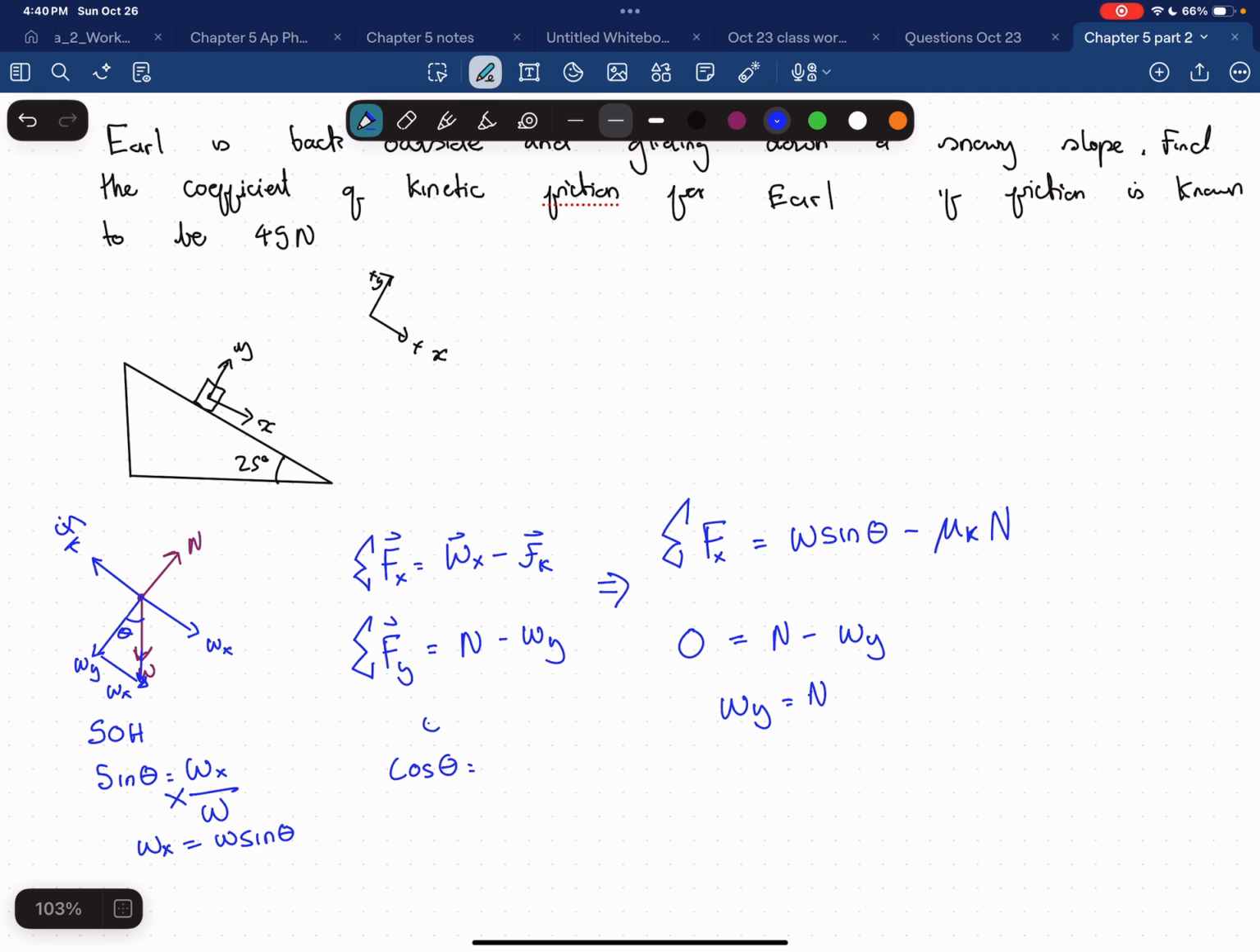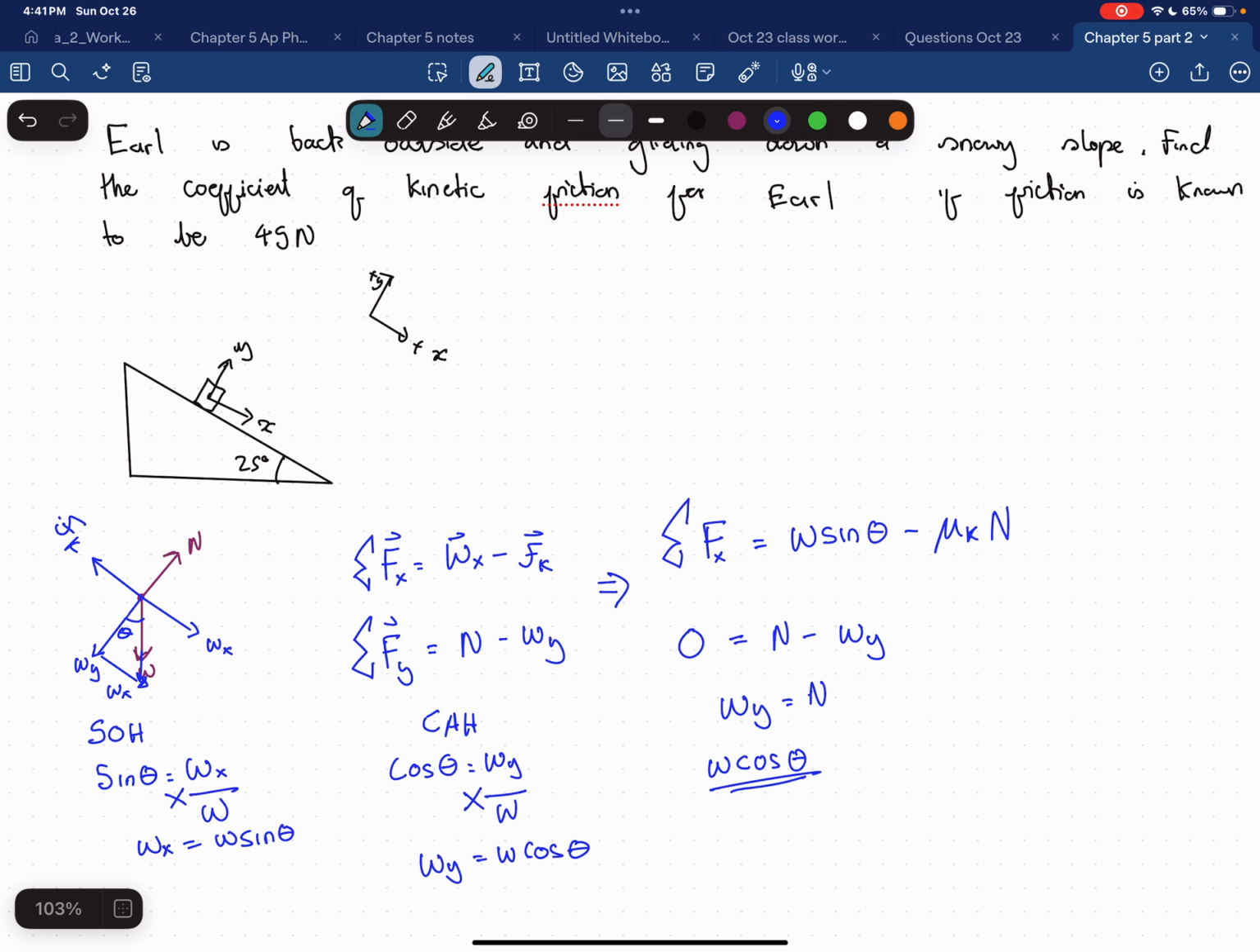That's CAH. The adjacent side is omega y, and the hypotenuse is omega. So cross multiply: omega y is equal to omega cos theta. So now we know the value of n, our normal force, and we got it from solving the equation in the y direction.